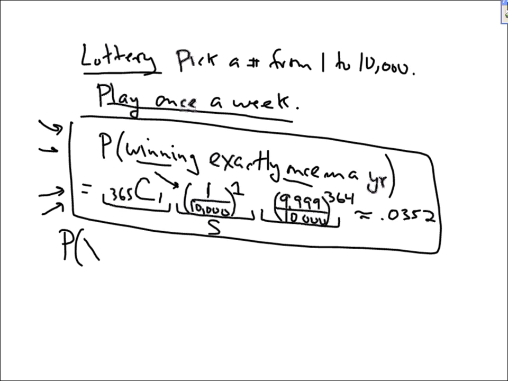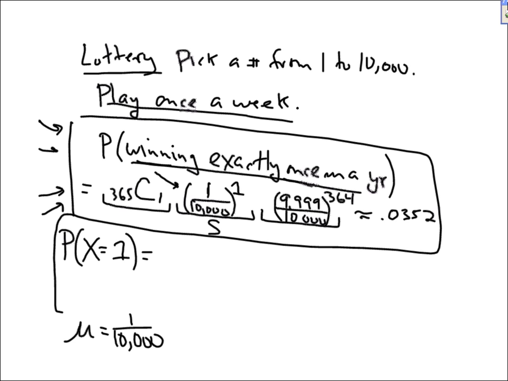So now, X counts the number of winnings. Winning exactly once in a year, I'm just going to say 1. So X is 1. Now down here we're using the Poisson. Now mu is the expected number of times to win. Well, you expect to win 1 in 10,000 times. There's 10,000 numbers, you expect to win one of them. If you're rolling a die and there's 6 outcomes and you get to pick one number, you wouldn't have any problem saying, I have a 1 in 6 chance of winning.